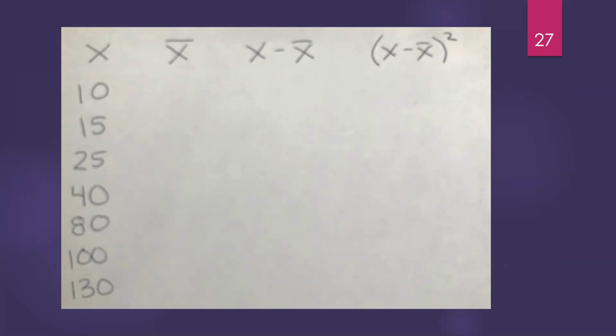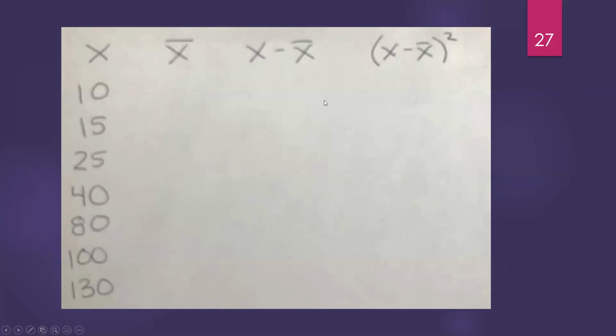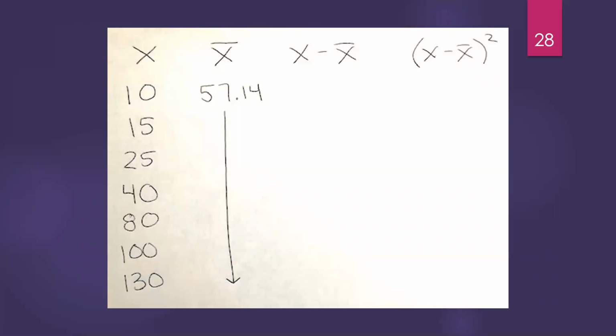First column is X, second column is X bar, that'll be your mean. Third column is X minus X bar. Fourth column is X minus X bar squared. So step number 1 is to list all of your X's, all of your values. That's just the numbers that are given to you as part of the problem. Step 2 is calculating the mean.